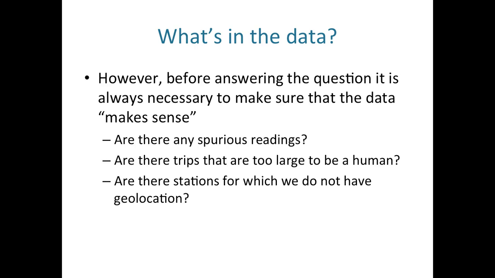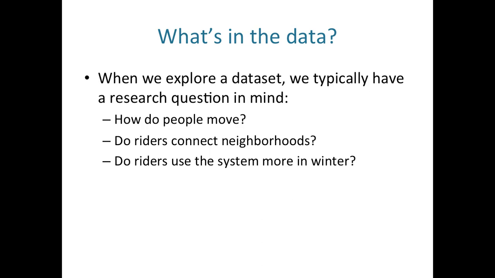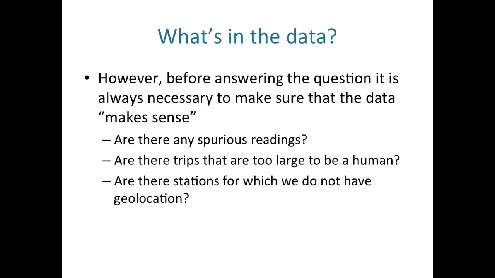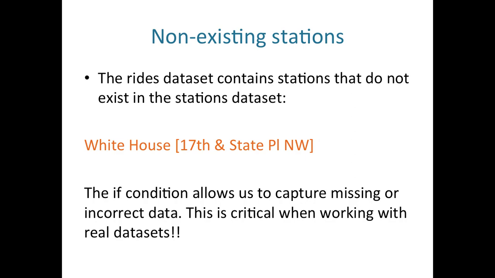Okay, as I was saying before, when we explore a data set, there's a specific research question that we try to answer, but in fact, oftentimes there are spurious readings, there's things that are not human, there's trips that are definitely wrong, okay? And one example, and this is what I wanted to get to before, the reason why we were checking whether a given station in a rides entry is in the stations dataset is because there is one station that does not exist. If you check the rides data frame, there's the White House at 17th and State Place, which does not exist in the stations dataset.